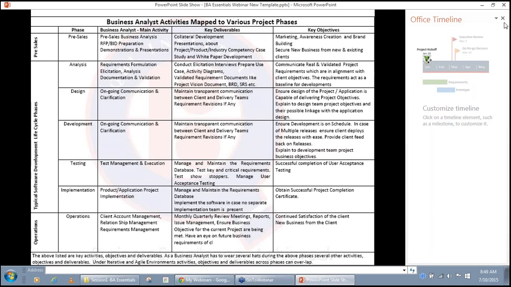So have a look at this slide. In the meanwhile, if you have any questions up to this point of time, so far I have covered the overview of the software development life cycle. I have covered the various activities of a business analyst, and I have mapped activities, deliverables, and objectives of a business analyst as per various software development lifecycle phases. So, if there are questions which you would like to ask up to this point of time, you are welcome to raise your hand.